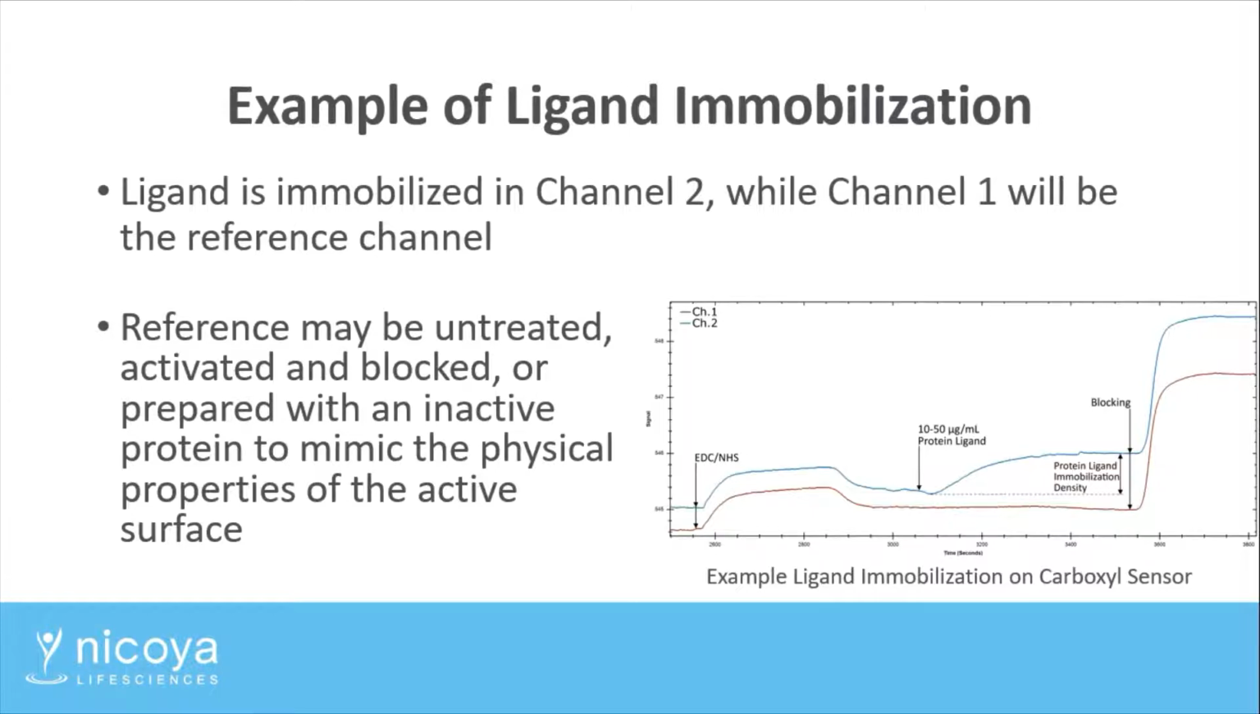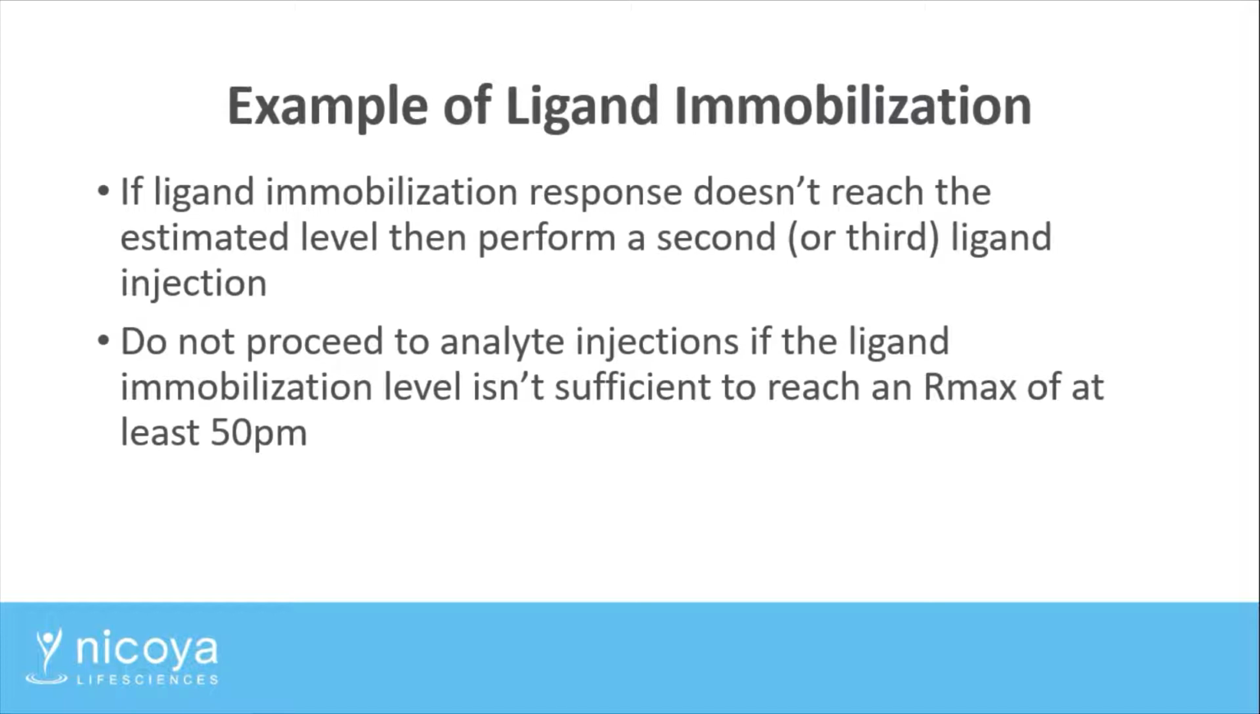As was done for the non-specific binding test, our reference channel may be either untreated, activated and then blocked, or prepared with an inactive protein to mimic the physical properties of our active surface. One thing to note is if the ligand immobilization response doesn't reach that estimated level that you calculated for your Rmax, you should then perform a second or possibly even third ligand injection to get that response level high enough. It should be noted that you should not proceed to the analyte injections if the ligand immobilization level isn't sufficient to reach an Rmax of at least 50 picometers.